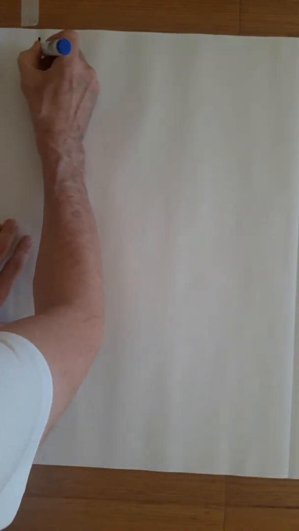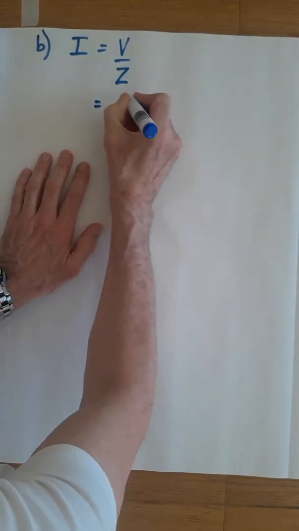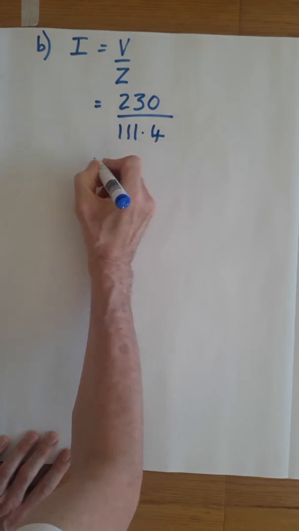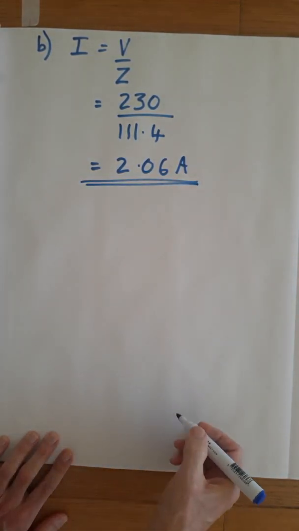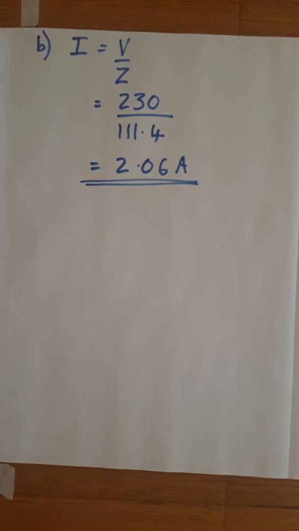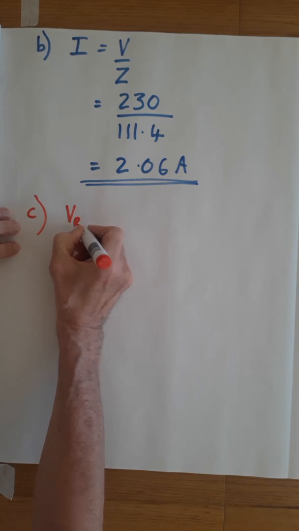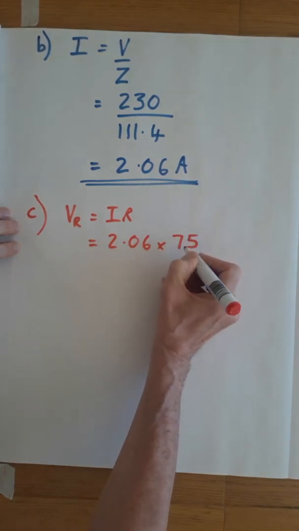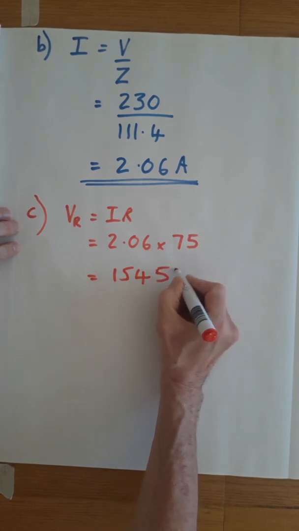So I think this was part B. Current, I equals V over Z. Put the numbers in. The voltage was 230 and Z was 111, that comes to 2.06 amps. Okay, so before we can do the phasor diagram, we need to find the potential difference across each individual component. So, voltage across the resistor is I times R. 2.06 times 75 equals 154.5 volts.